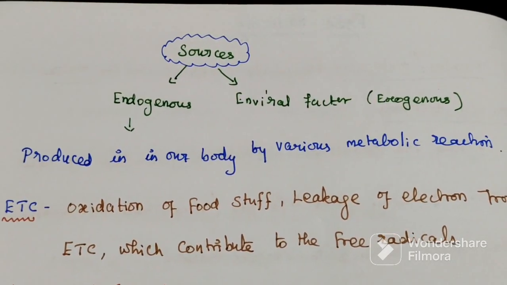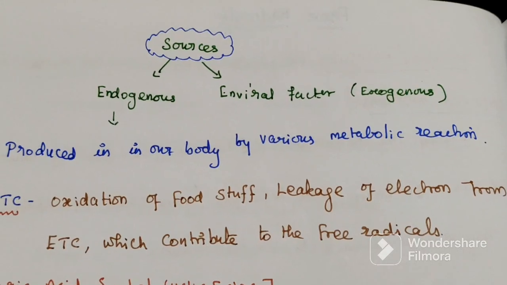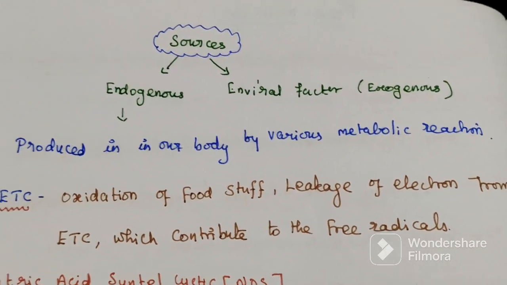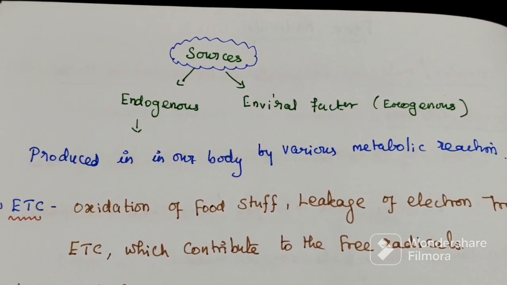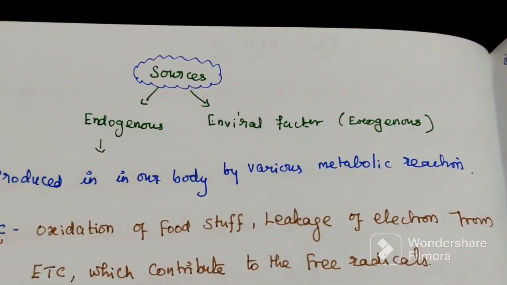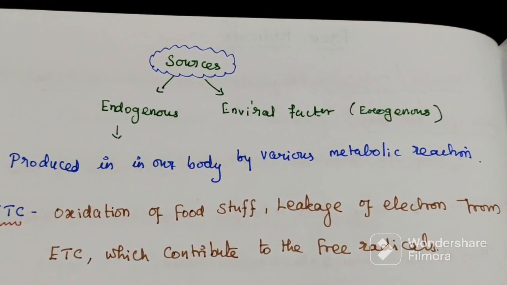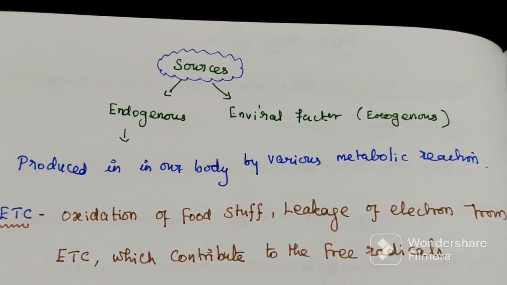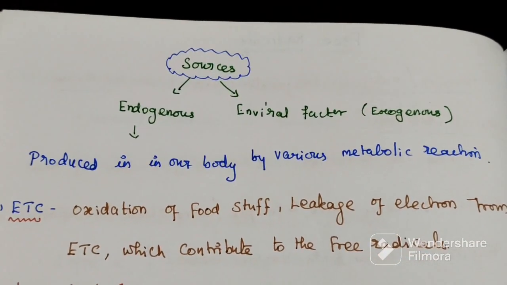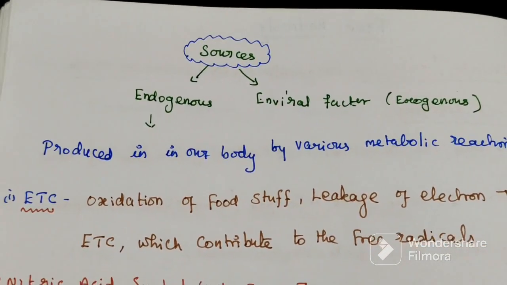Now coming to sources. There are a number of sources of generation of free radicals or reactive oxygen species in our body. Some are endogenous, and some are induced by environmental factors, which are exogenous. So these are the two types of sources. First we'll discuss endogenous sources, which are produced in our body by various metabolic reactions.